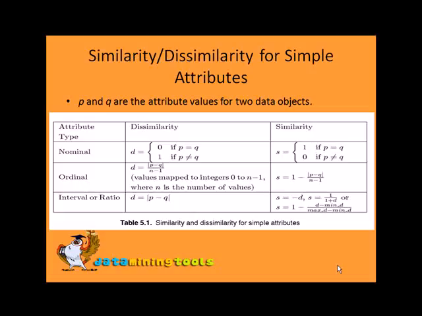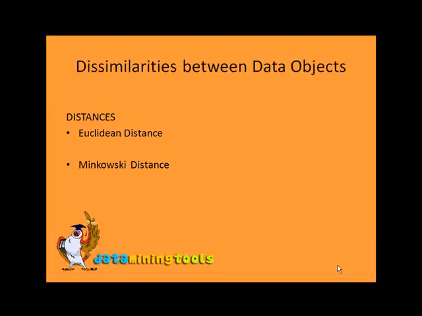For interval attribute type, we have dissimilarity given by mod of P minus Q, whereas similarity is minus dissimilarity, or similarity is given by 1 plus dissimilarity, or similarity is given by this formula: 1 minus dissimilarity minus minimum d by maximum d minus minimum d. Dissimilarities between two data objects. The distances, we have Euclidean distance and Minkowski's distance.